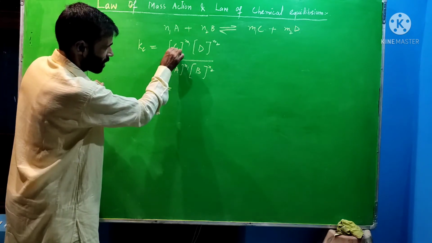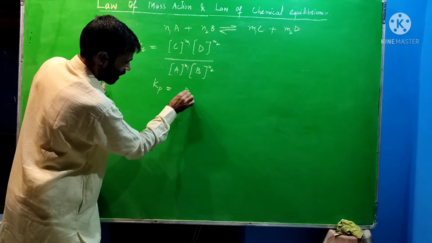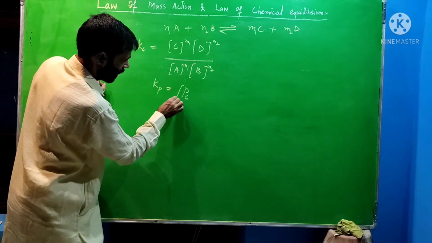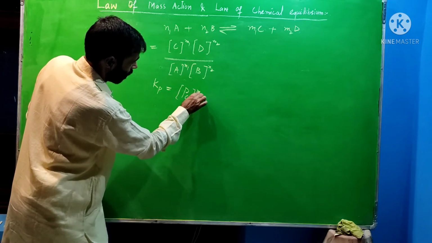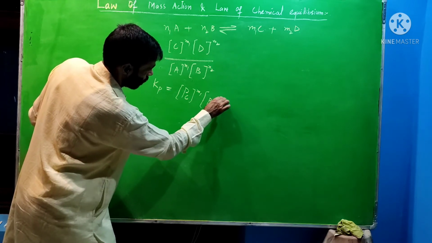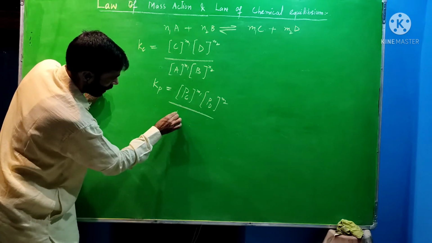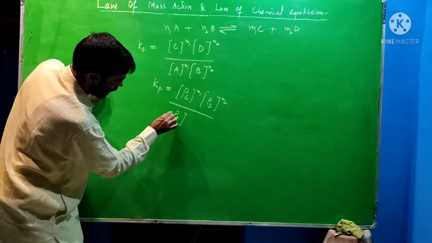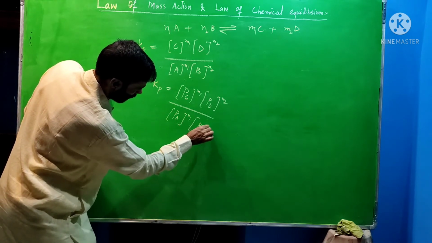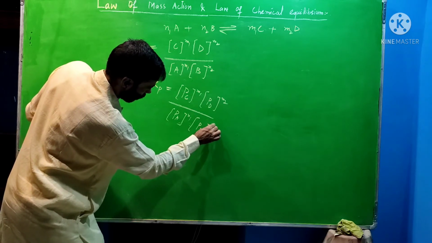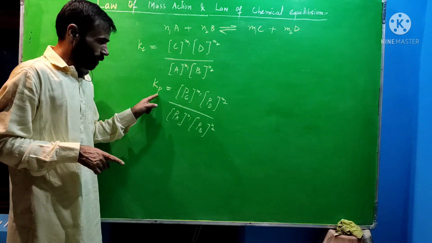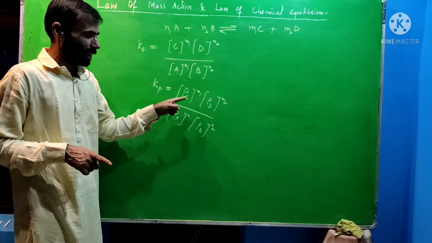At that time, instead of concentrations, we write the pressure terms, meaning the pressure of C raised to the power m1, after that the pressure of D raised to the power m2, then the pressure of reactant A raised to the power of its stoichiometric coefficient, that is n1. After that, the pressure of B with its stoichiometric coefficient n2. So this is the equilibrium constant of the same reaction in terms of pressure.